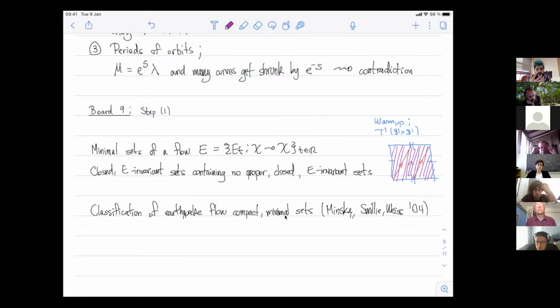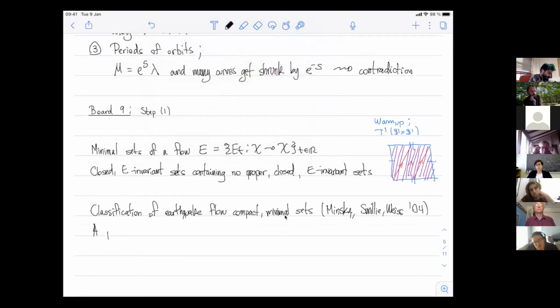We already saw something that resembled minimal sets, which were Fenchel-Nielsen twists. If you twist along a curve, you get a periodic orbit. Now maybe you want to twist along two curves at the same time. Then you might not get an orbit that's closed because it depends on the rate at which you twist, but you will still get a minimal set. And that's what this classification tells you. So maybe let me say it here.